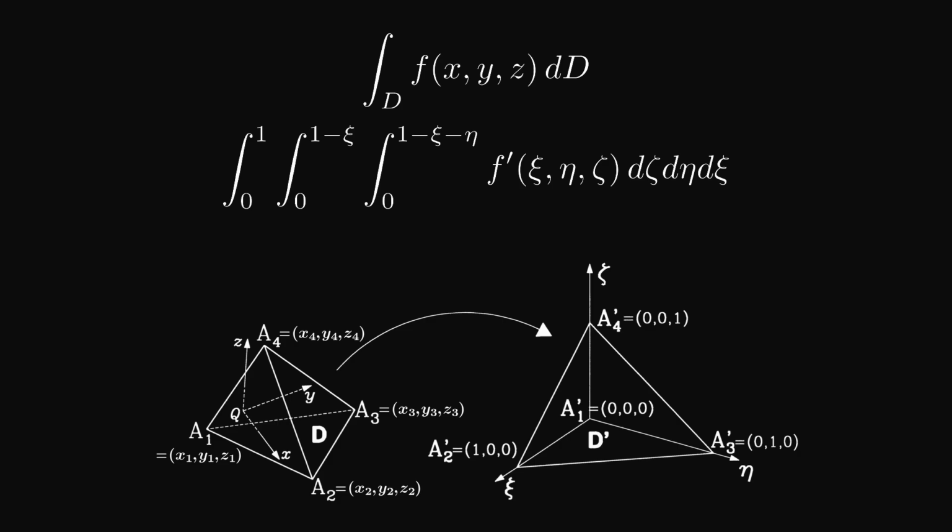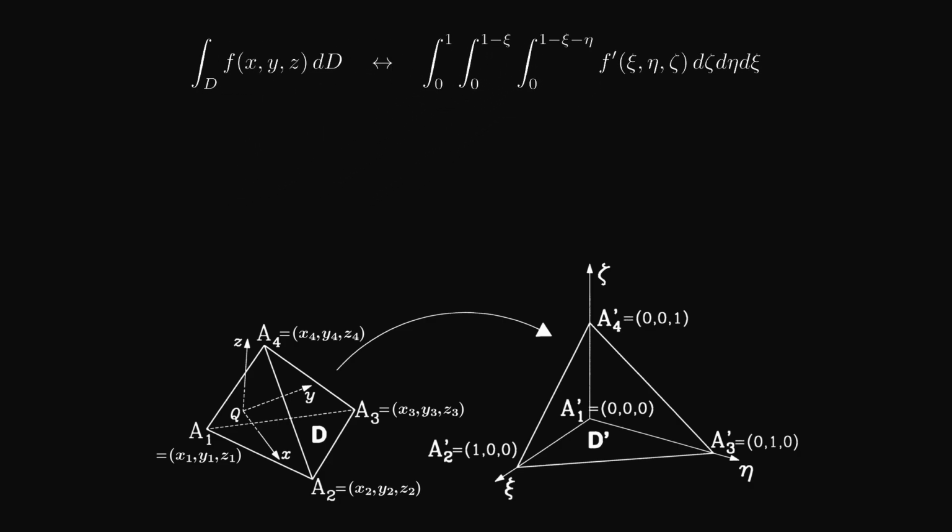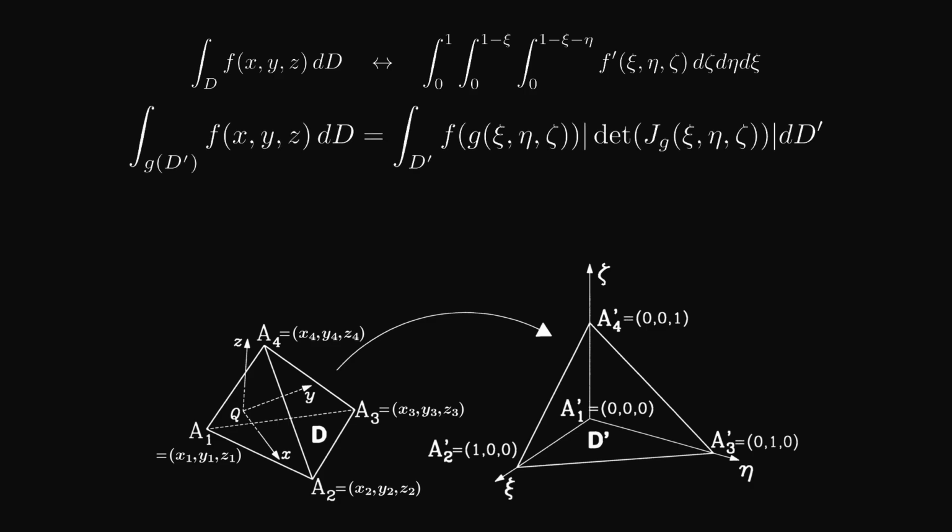Of course, the problem now is that we want to integrate f, which is defined in the original tetrahedron space, using x, y, z instead of xi, eta, and zeta. The solution to that problem is to convert the left integral into the domain of the right tetrahedron using this substitution formula. It's the integration by substitution rule for multiple variables.